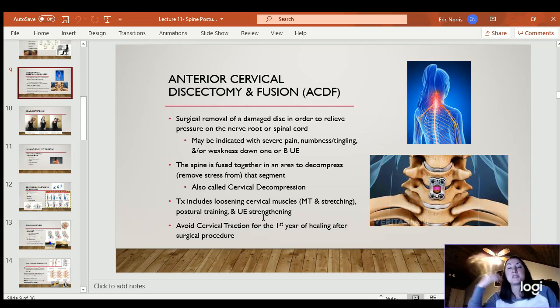Treatment is loosening any tight muscles that are adding pressure to the area. Of course, manual therapy to loosen those, stretches to loosen those. Back to our postural training: those chin tucks, reverse shoulder rolls, pulling your shoulders down, pec stretch, opening up the chest, and then upper extremity strengthening. If they do have weakness involved, then you're going to want to strengthen to get back to normal. It is recommended that you avoid cervical traction for the first year of healing after a surgery. Because there's a fusion there, you don't want to be pulling on that site and maybe loosen some of the area.